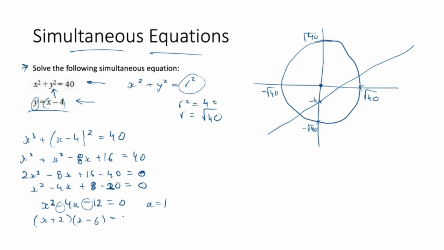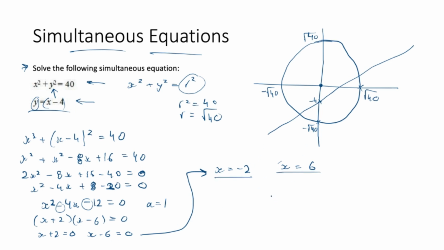Now this would be equal to 0, and then you basically solve for x. Each bracket can be equated to 0. So x plus 2 equals 0, and x minus 6 is also equal to 0. x is equal to minus 2, since minus 2 plus 2 equals 0, and x is equal to 6, since 6 minus 6 equals 0. So now we have these two x values.